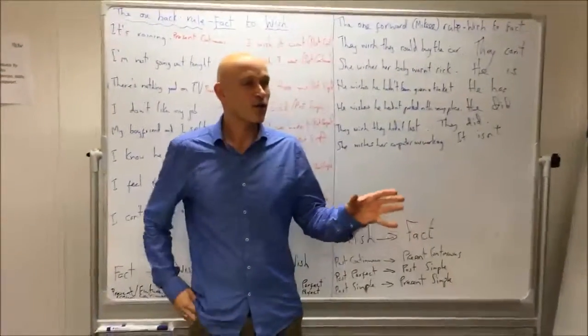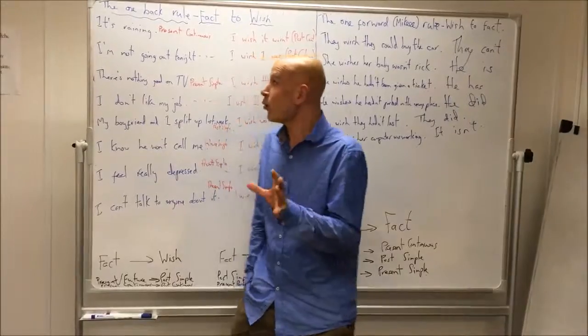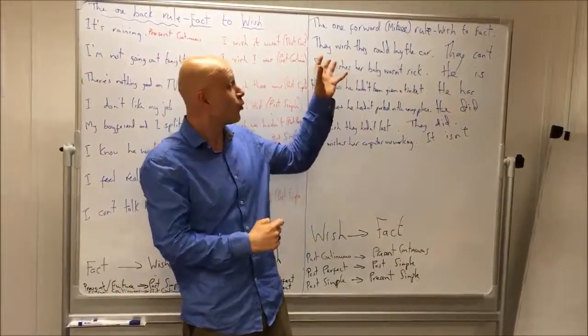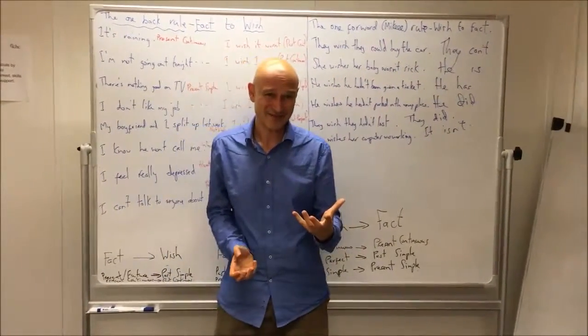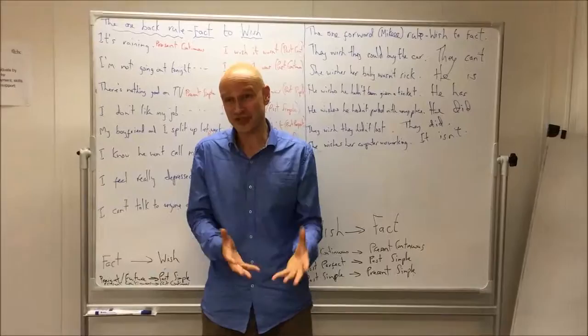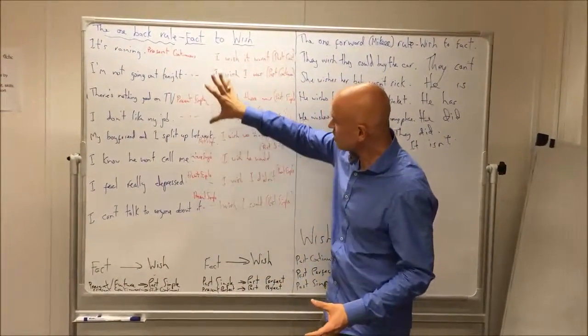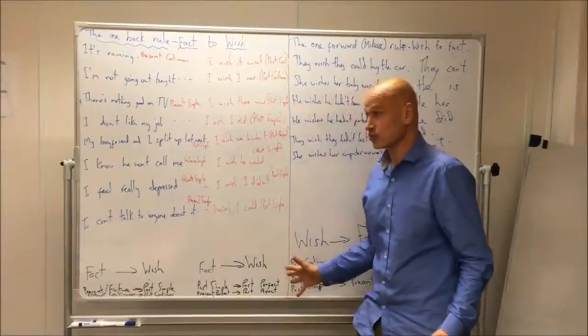Okay, so welcome to a particularly tough upper intermediate lesson where we're looking at facts to wishes, or wishes to facts. So we're looking at when we're hypothesizing, really, when we want things to be different to the way they really are. And what I've tried to do is to put some examples on the board with some rules.